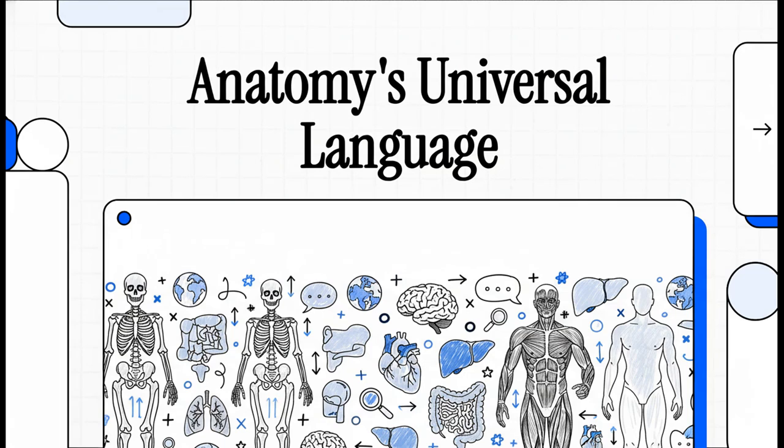Have you ever wondered how a surgeon in Tokyo can read notes from a doctor in Toronto and know exactly what's going on? It's because they share a secret language. And today, we're going to decode that universal language of anatomy, the incredibly precise vocabulary that lets us describe every part and every movement of the human body with absolutely zero confusion.